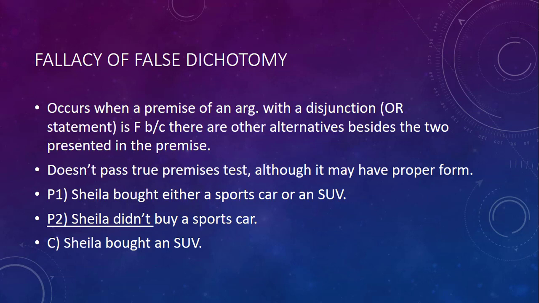So the mere fact that, in the second premise, let's assume it's true, Sheila did not buy a sports car, doesn't mean that you would be warranted in concluding that therefore she bought an SUV. And that's because there's a problem with the first premise. It could be the case that she bought a convertible or a sedan, or what have you. So it could be possible that Sheila bought a sedan rather than an SUV. So we can see here that this conclusion is not warranted.